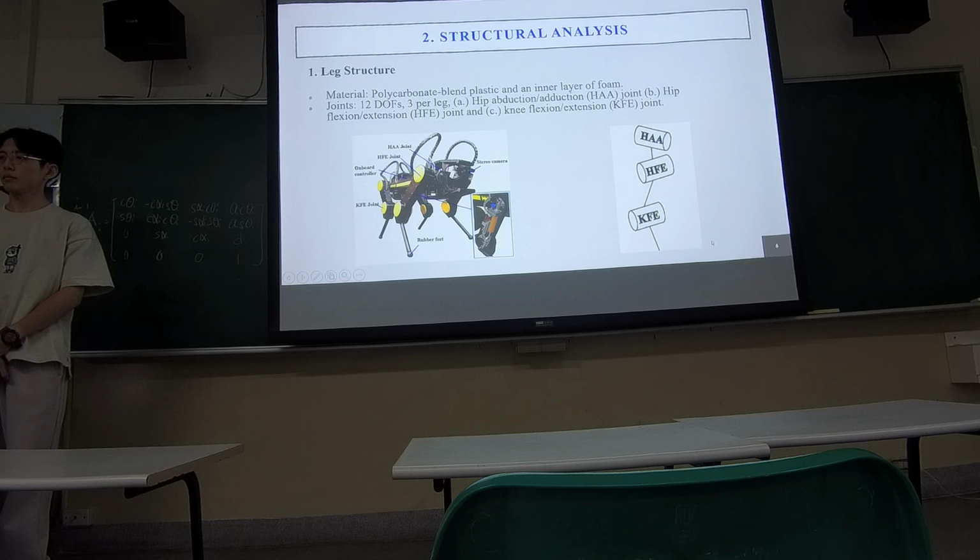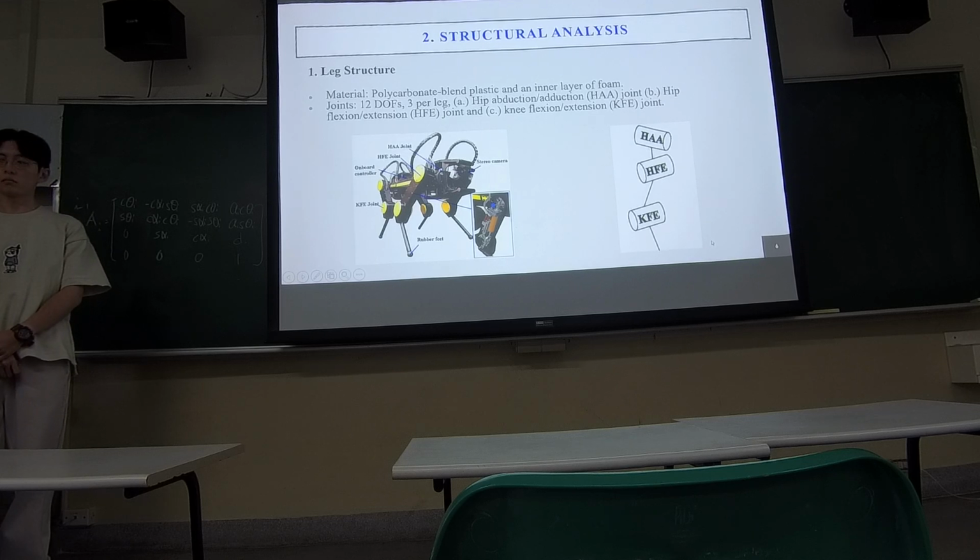And the material used for Spot's legs consists of polycarbonate blend plastic with an inner layer of foam, making it both durable and lightweight. Spot has a total of 12 degrees of freedom with 4 legs. These joints allow for a range of movement, much like a human leg. And we can see the picture on the right-hand side.